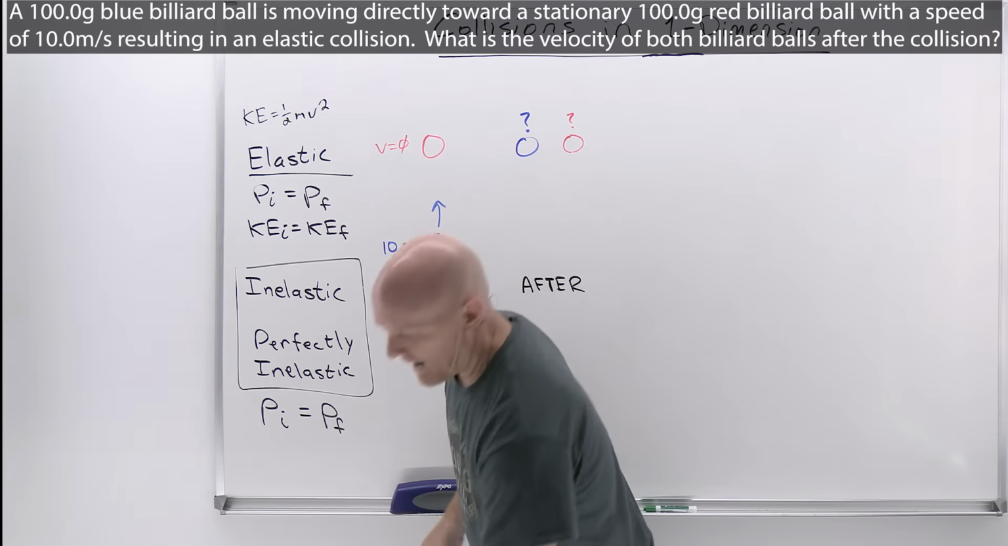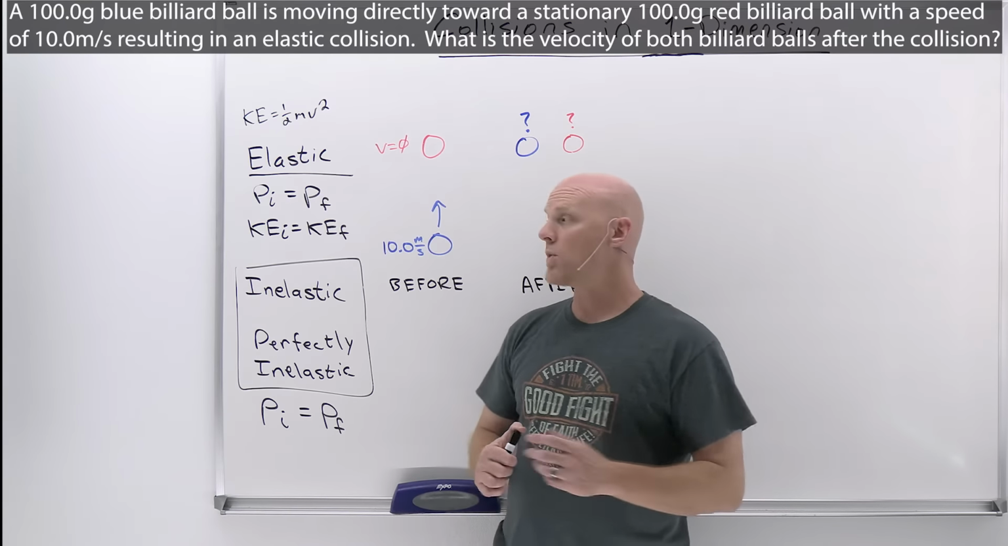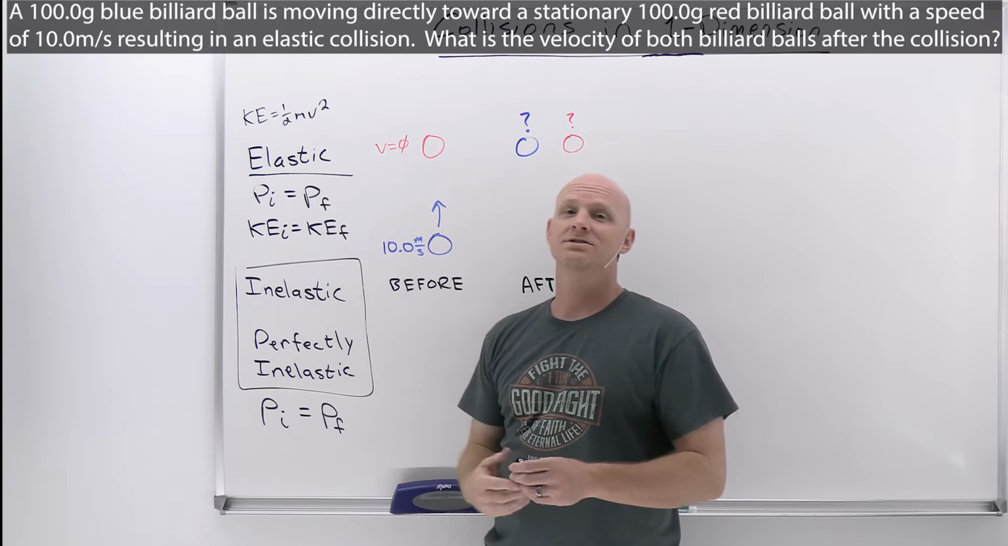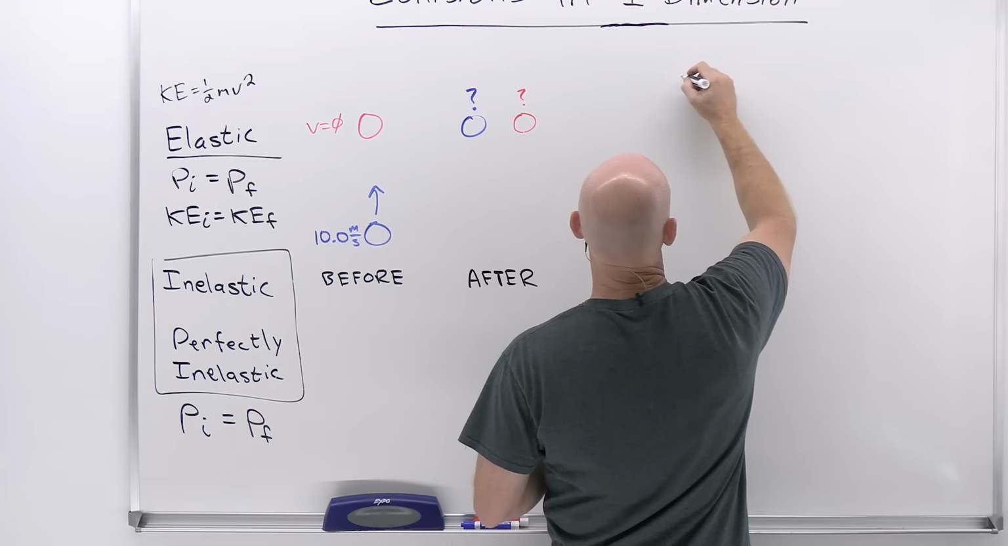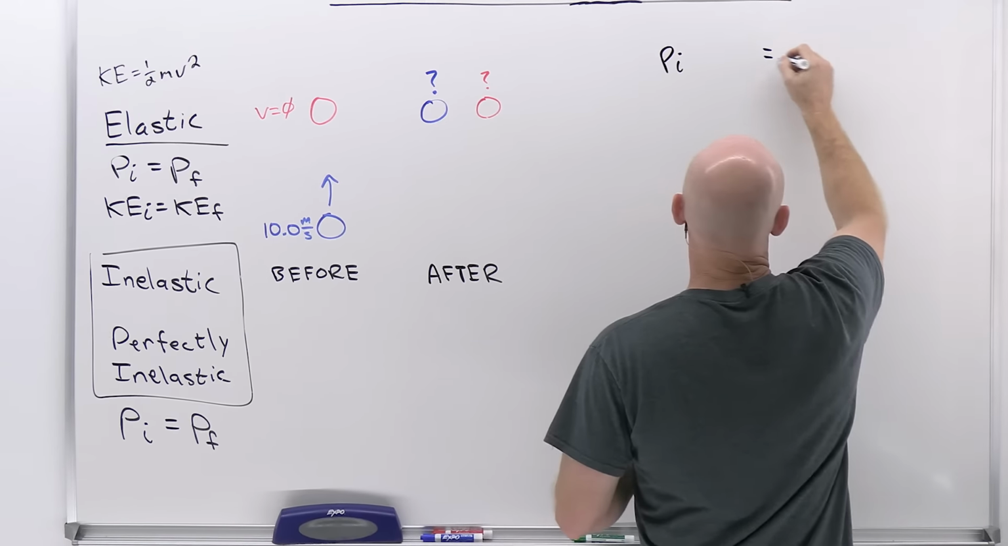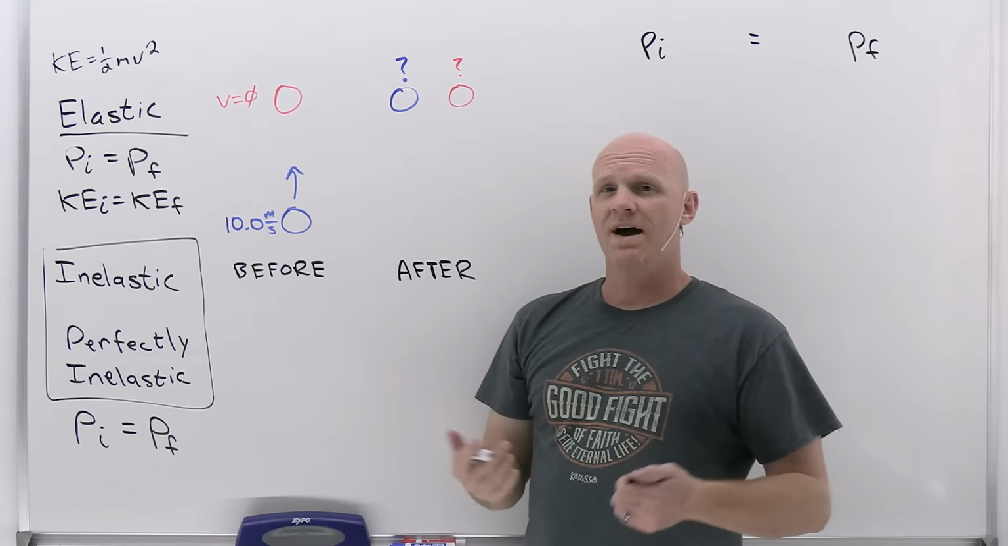So always start with momentum, and we'll start there. It's the easier of the two equations, but it's one that's always true regardless of the type of collision. And so we'll start with the conservation of momentum here. We're going to have initial momentum equals final momentum. And again, momentum is mass times velocity.